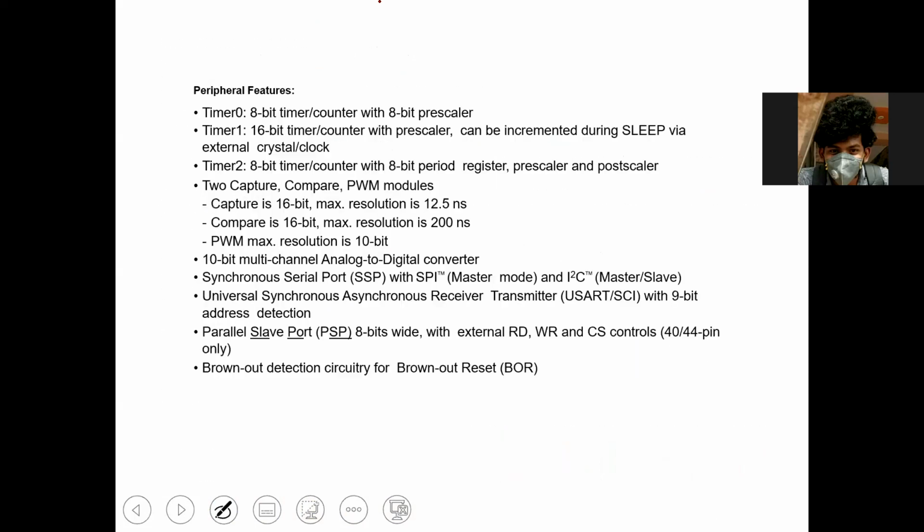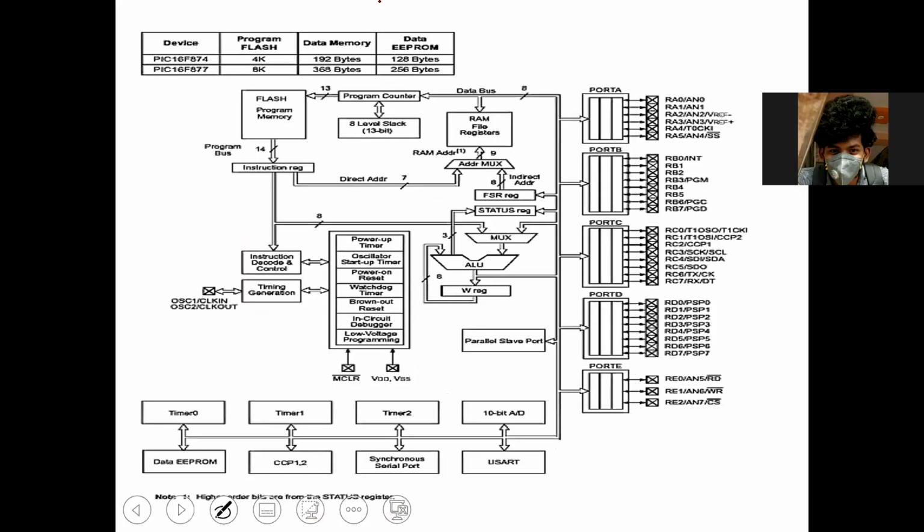Now we will directly enter into the architecture, and then we see the features. This is the architecture of the PIC microcontroller. Now we discuss it part by part. First, we see the central processing unit. What does the central processing unit consist of? ALU unit, memory unit, control unit, accumulator. Here I think I will use some other pointer.